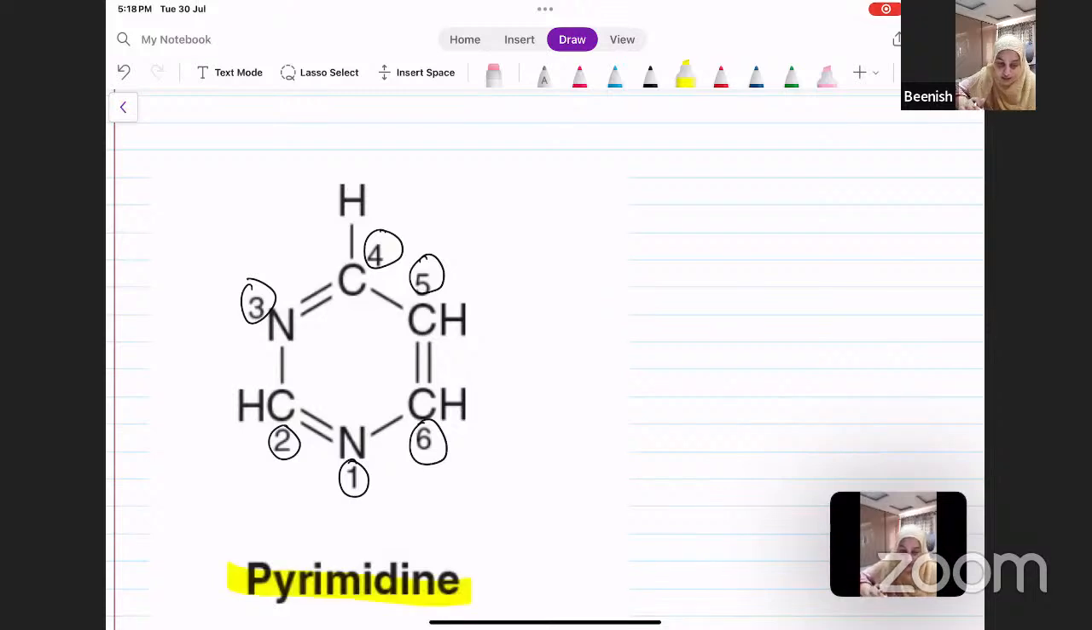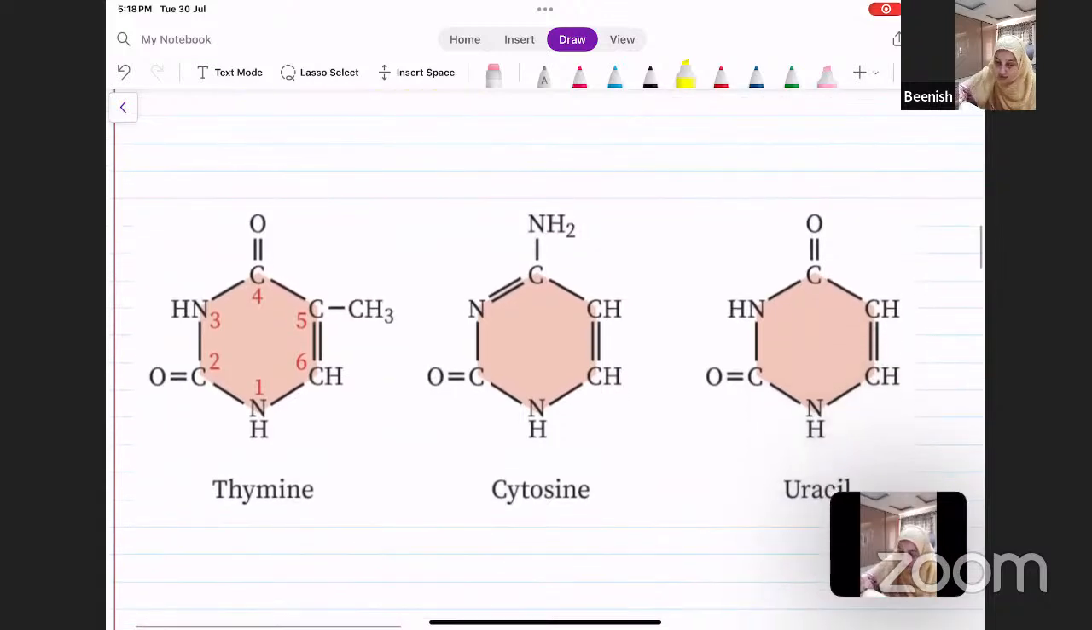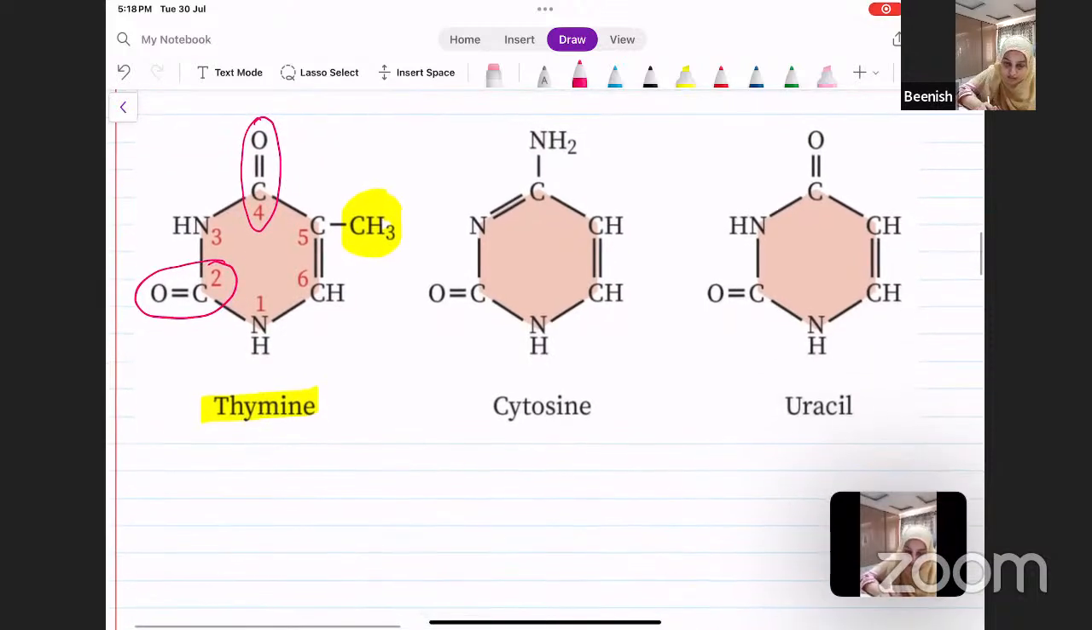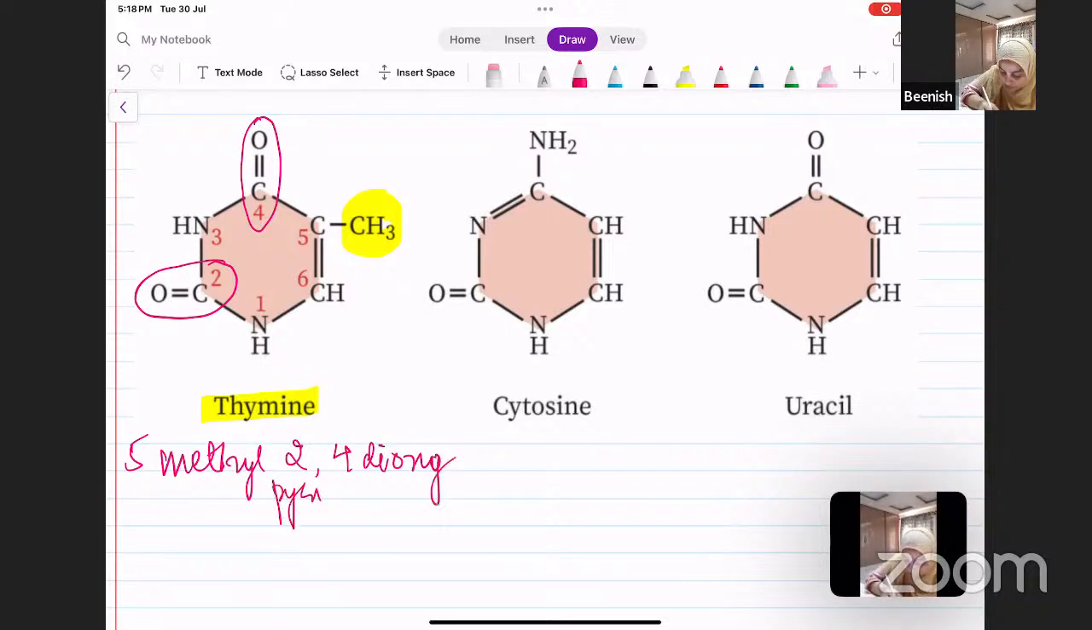Now the common pyrimidines that I told you are thymine, cytosine, and uracil. Your thymine, as you can see, has a methyl at the fifth position. The other name for thymine is 5-methyl-2,4-dioxypyrimidine, because at the fourth position and at the second position you can see C double bond O. So your thymine is 5-methyl-2,4-dioxypyrimidine.